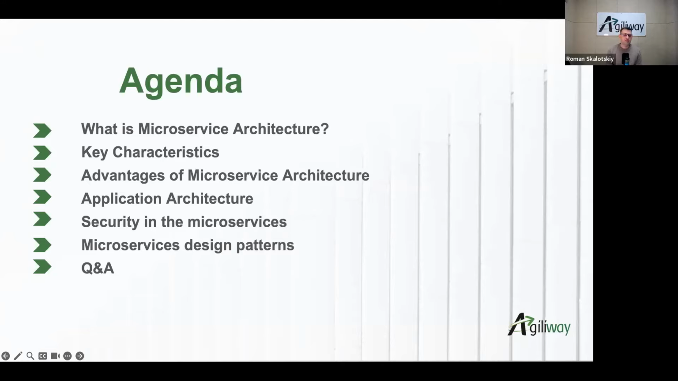After that, it will be the security in the microservices. We will talk about the types of microservice security. Next one is the microservice design patterns. We will also very briefly review the microservice design patterns. And finally, if you don't mind, we will have a question and answer session at the end of our talk.